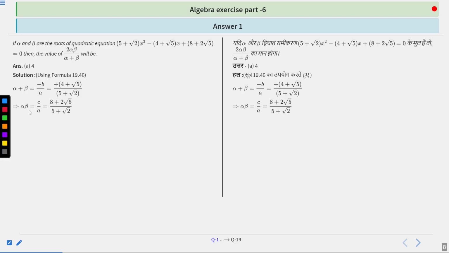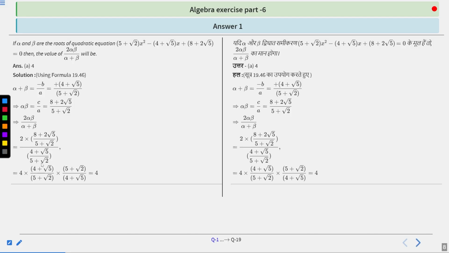Then we know alpha into beta is equal to c upon a. From the equation, c is equal to 8 plus 2 root 5. So 8 plus 2 root 5 upon a, which is 5 plus root 2, is alpha into beta. We have to find the value of 2 alpha beta upon alpha plus beta. Then putting the values of alpha into beta and alpha plus beta, we get 2 into 8 plus 2 root 5 upon 5 plus root 2, upon 4 plus root 5 upon 5 plus root 2.